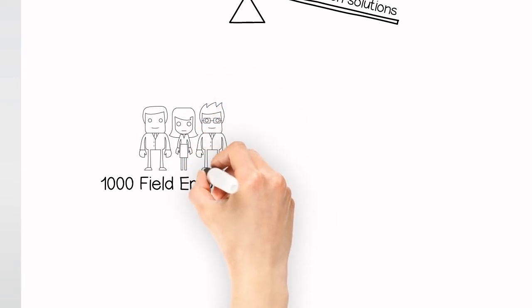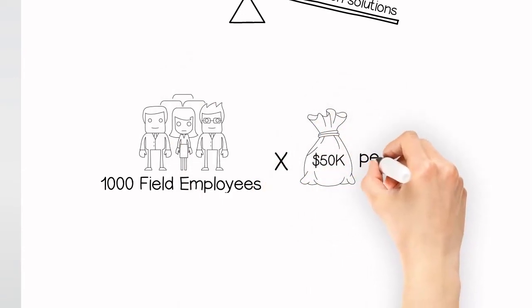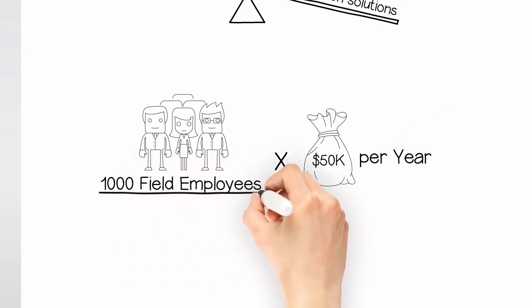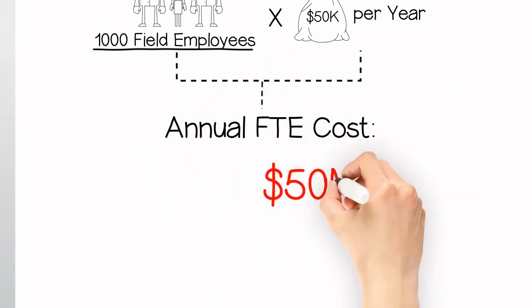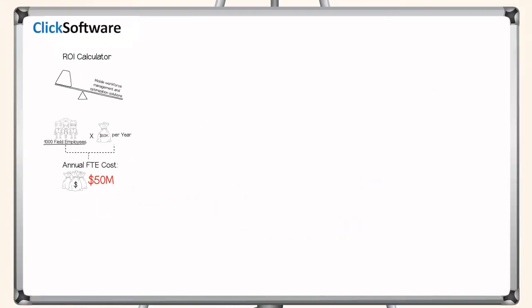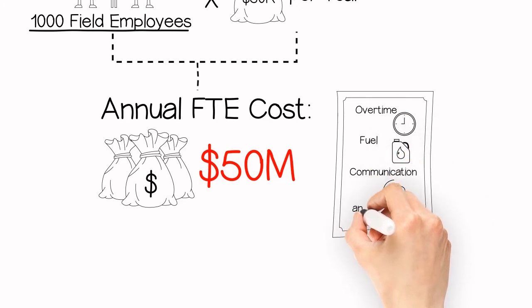And with 1,000 field employees, let's say that the average loaded cost per field employee is $50K per year. So we have 1,000 field employees times $50K per year, which means our annual field employee loaded labor cost is $50 million. It's a big number, right? Yeah, that's a big number, and that's before we even start looking at overtime, fuel, communication, and other costs.